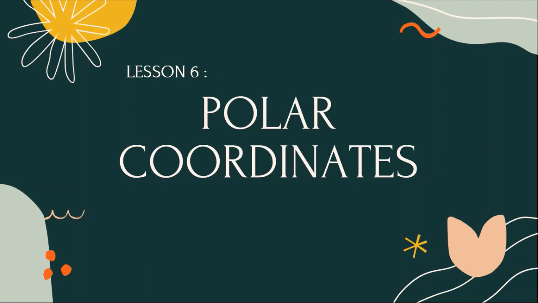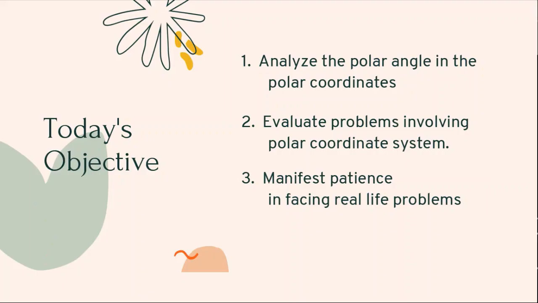So let's now start. Lesson number 6 is about polar coordinates. Let's have the objectives for today. Number 1 is to analyze the polar angle in the polar coordinates. Number 2 is to evaluate problems involving the polar coordinate system. Number 3 is to manifest patience in facing real life problems.